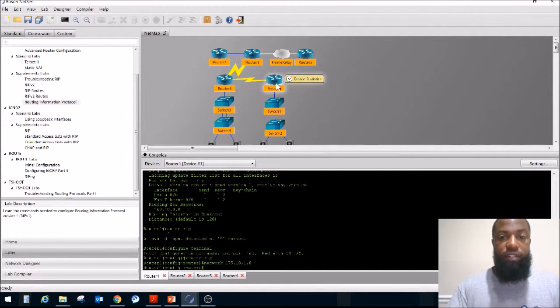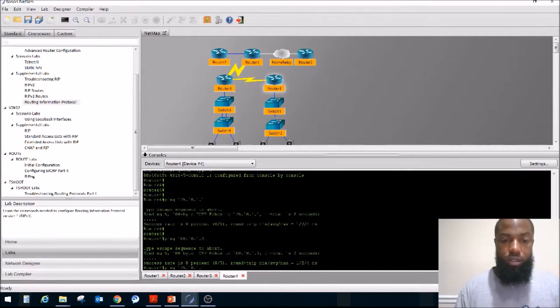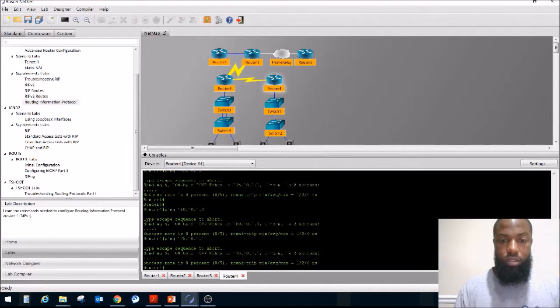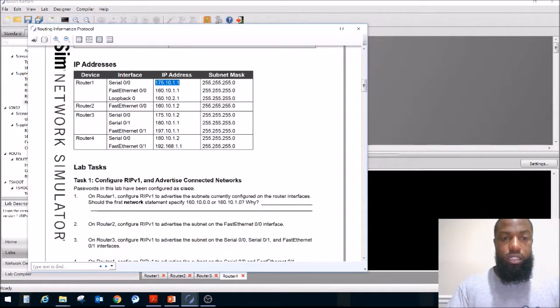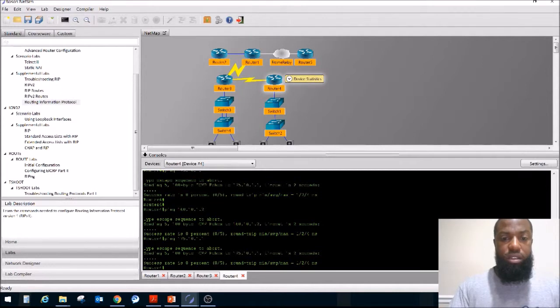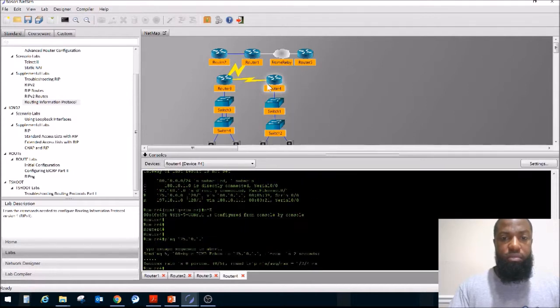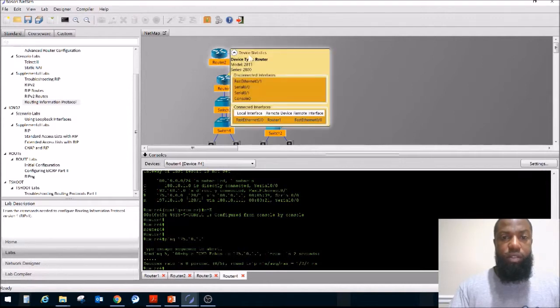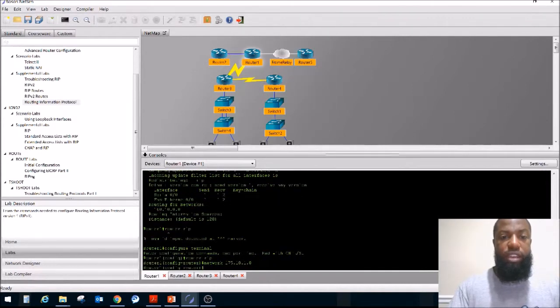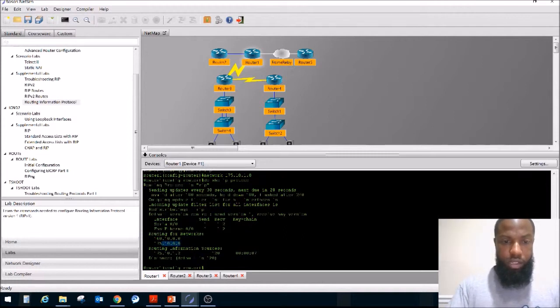And now let's see if router 4 can ping that first one. Still no reply. We got to do 175.10.0.0. No, that's the reason. That's it right there. Something's wrong here. Are these interfaces up? Should be up. Go back to router 4, router 1. Let's see if we can fix that network statement. Do show ip protocols. 170.10.0.